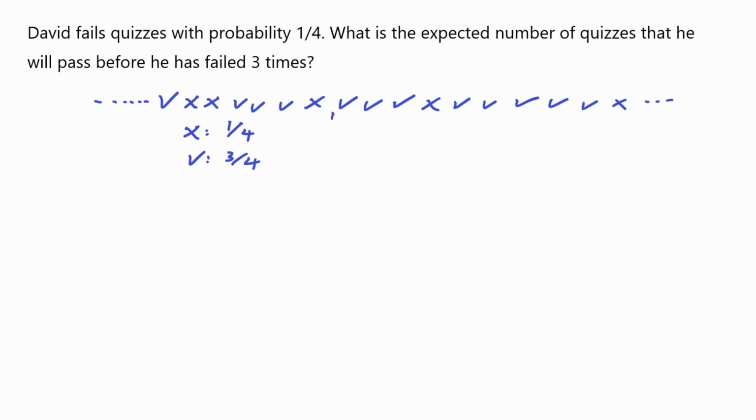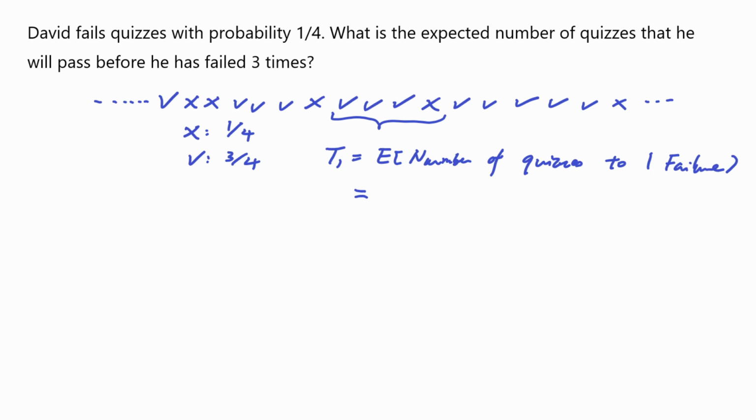If you look at it, on a typical run, he's supposed to pass around 3 times and then he's going to fail again. So if we denote T1 as the expected number of quizzes to 1 failure, that would be denoted by 1 over P. In this case, P is 1/4. So it takes about 4 quizzes to fail 1 time.